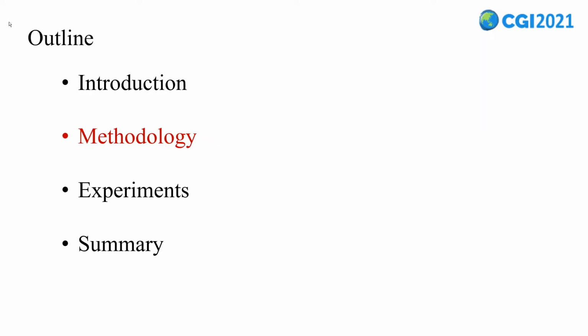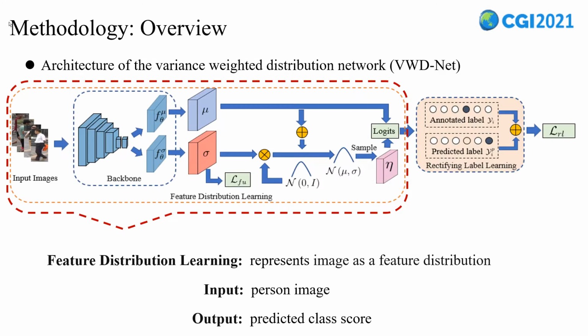Secondly, we enter the methodology section. This is the architecture of the variance weighted distribution network, VWDNet. As shown in the figure, the method contains two modules, which are the Feature Distribution Learning Module and the Rectifying Label Learning Module. The Feature Distribution Learning Module consists of two main branches. One branch generates the mean vector, which constructs the intra-class center, and the other branch generates the covariance matrix.